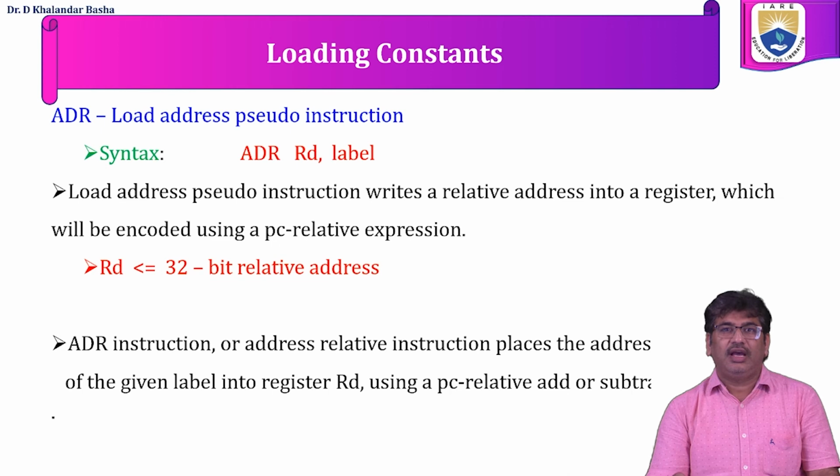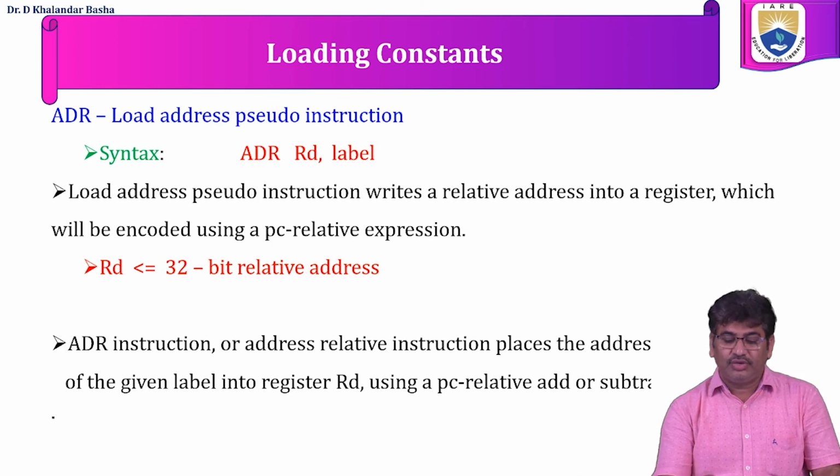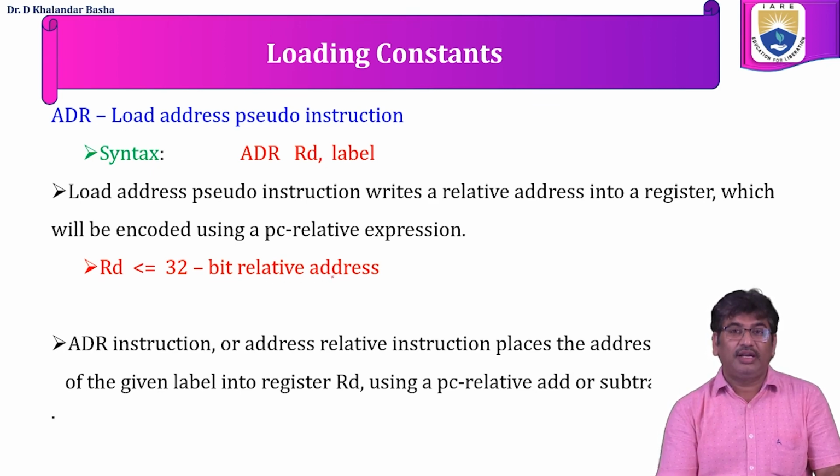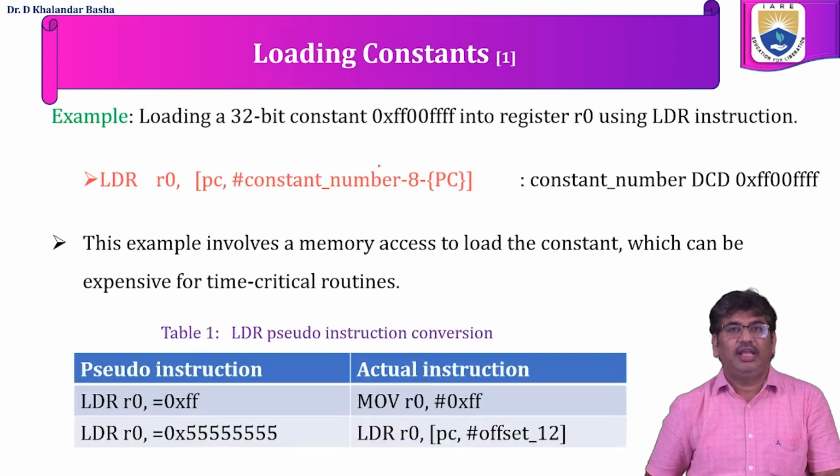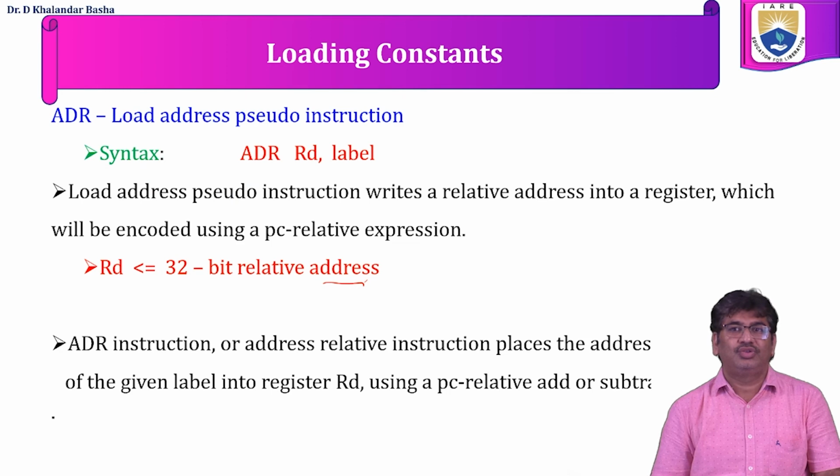The next instruction is ADR, the load address pseudo instruction. The syntax of the instruction is ADR Rd, label. The load address pseudo instruction writes a relative address into the register, which will be encoded using a program counter relative expression. So Rd will be loaded with the 32 bit relative address. Here we are writing an address value, whereas in the previous case we were writing a constant. So LDR is used for writing a constant, and ADR is used to write an address. The ADR instruction, or address relative instruction, places the address of the given label into the register Rd using a PC relative add or subtract.